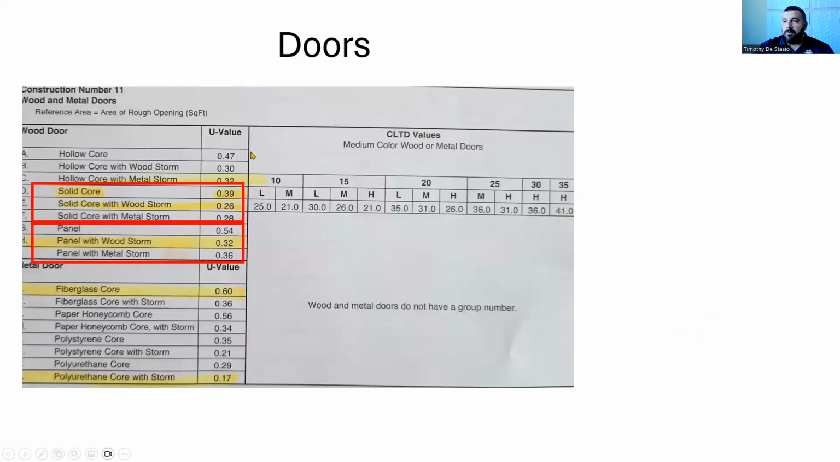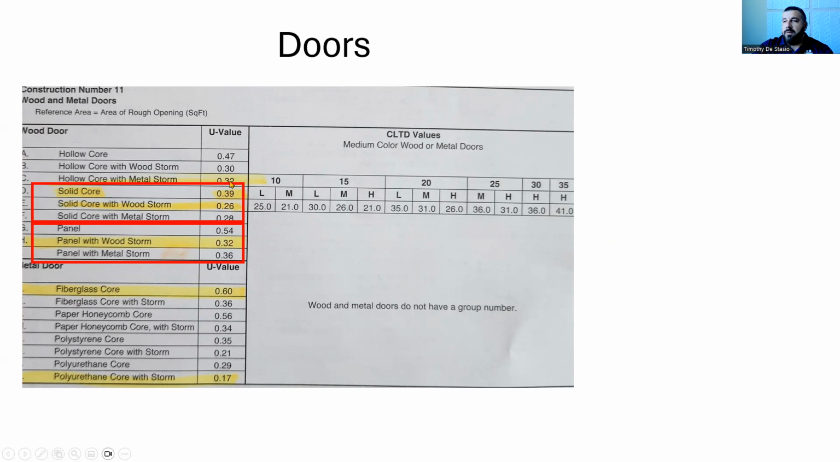When it comes to doors, here are the U values of typical doors. Like a hollow core door is 0.47, a solid core is 0.39. You throw in a storm door, it provides some shading for that door so you get a little bit better performance. A lower U value usually means that it's not going to conduct heat as well, so it's going to have more resistance to heat transfer.